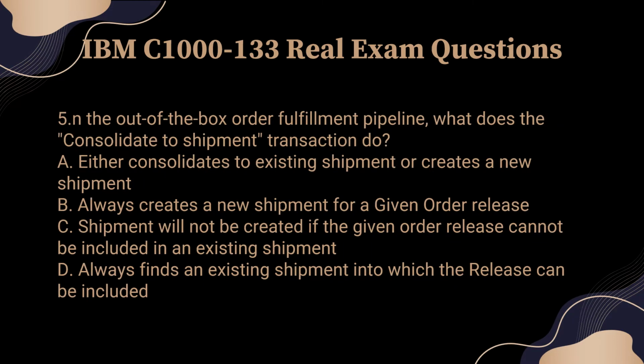5. In the out-of-the-box order fulfillment pipeline, what does the consolidate to shipment transaction do? A. Either consolidates to an existing shipment or creates a new shipment. B. Always creates a new shipment for a given order release. C. A shipment will not be created if the given order release cannot be included in an existing shipment. D. Always finds an existing shipment into which the release can be included.